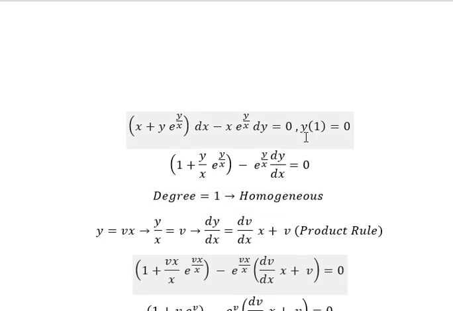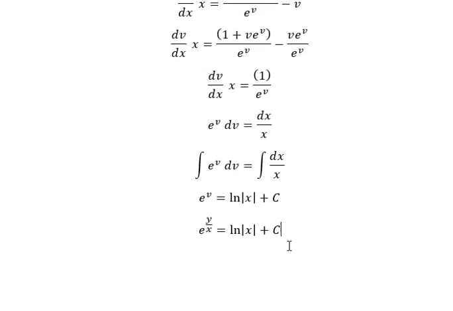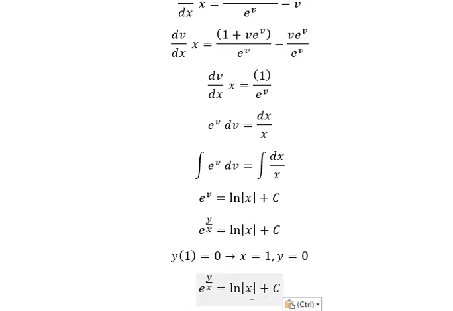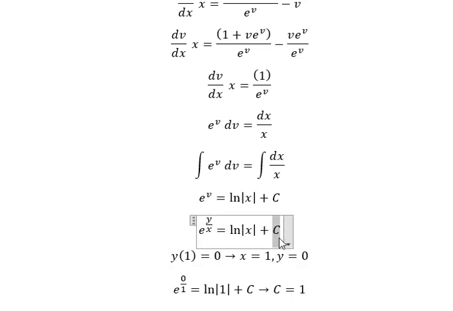Now we have the conditions. That means when s equals number 1, y equals number 0. So we put number 1 and number 0 here to find the value of c. So we simplified, and we have c equals number 1. So we put number 1 going here.